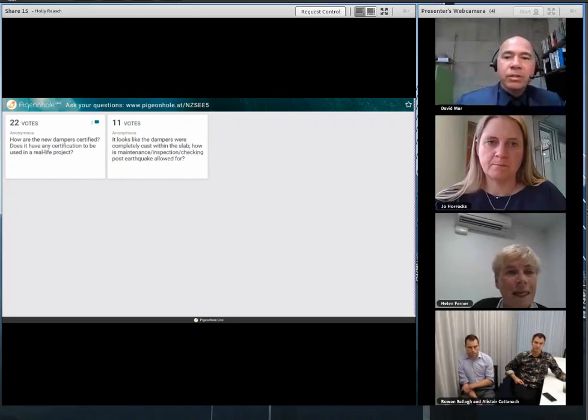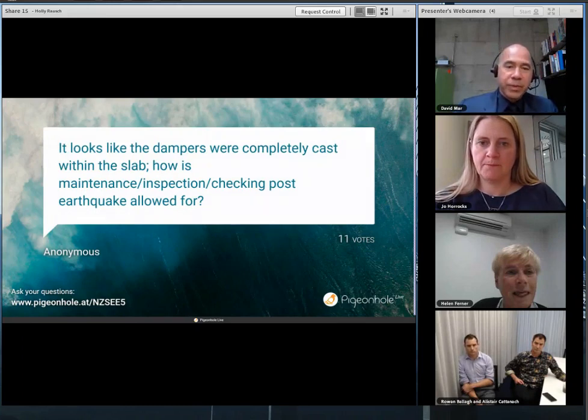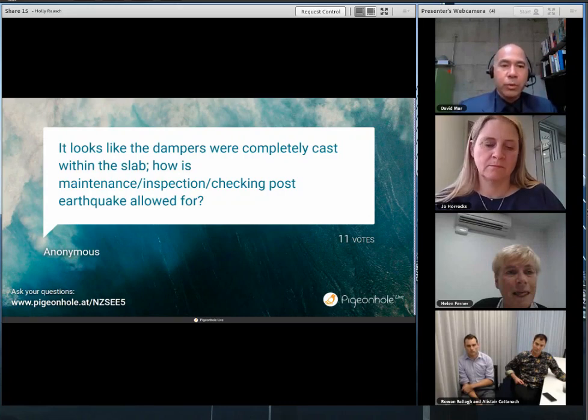And then on the question of access, we have the ability to remove the damper. We can go into the top of the mat slab and remove it. It's got a shroud around it, so there's no concrete touching it. It's actually in a void. And so we developed a system where you can unscrew the top and pull it out if we need to.